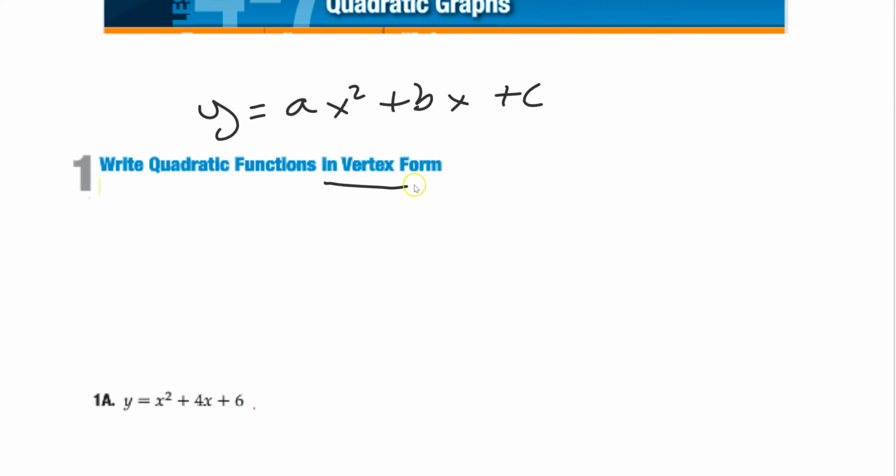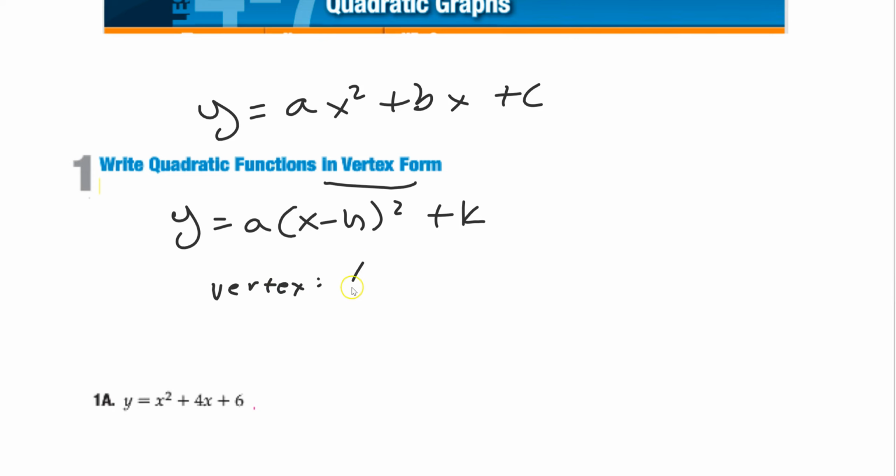So what is vertex form? Well, vertex form is when you write it like this: y equals a times (x minus h) squared plus k, where your vertex is: inside, opposite, is h; outside, follow, is k. Like that. So what we're going to do is go from this form to this form. And it's actually very simple. There are 2 ways to do it.